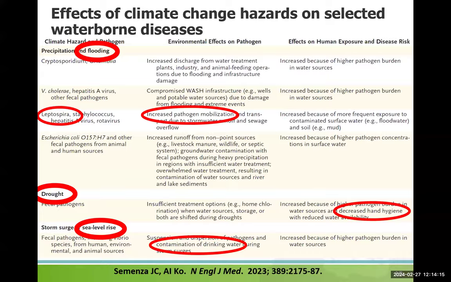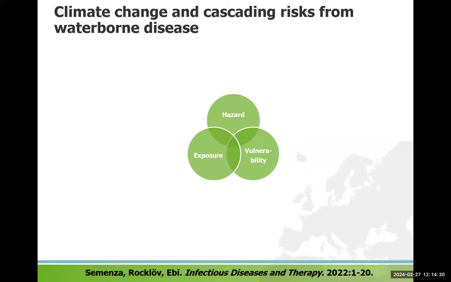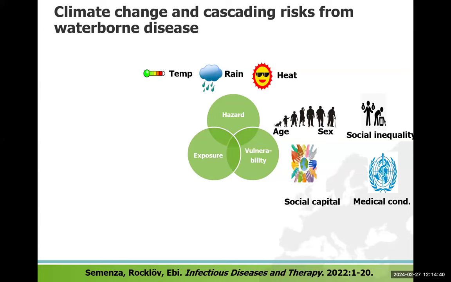When we think about risk from climate change, we need to consider the IPCC framework for risk, which takes into account hazard. And in this case, we are speaking about an increase in temperature, extreme rain events, or heat waves. And that needs to be taken into account when we think about vulnerability. For example, in society, certain individuals are at increased risk due to their pre-existing medical conditions, demographic characteristics, but also societal vulnerabilities that put them at increased risk.